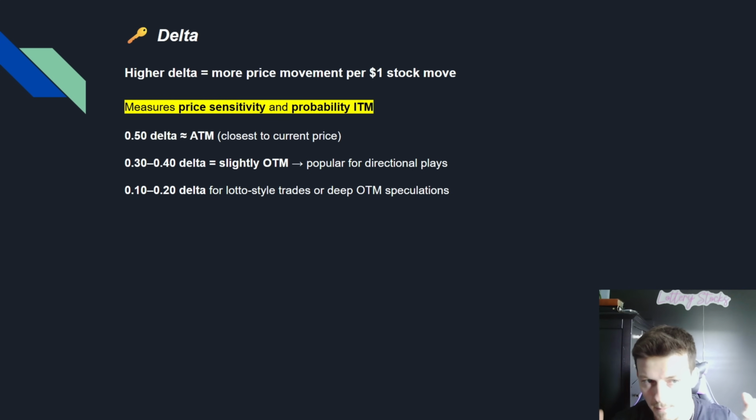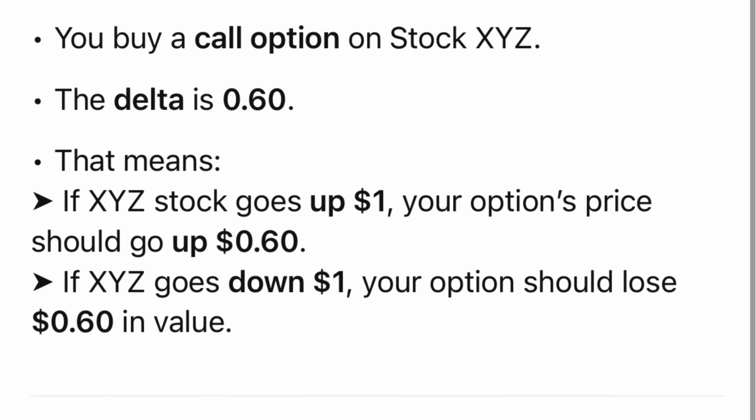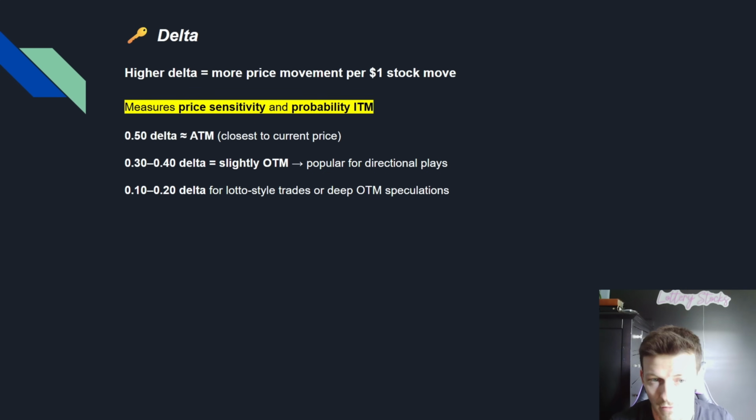Now, to simplify things, it measures the price sensitivity and probability to be in the money. So a 0.5 delta is at the money, closest to current price. 0.3 or 0.4 delta is slightly out of the money, popular for directional plays. So if you're looking for, we'll say GameStop per se to hit $30 to $35 in a month and it's at 28 bucks, right? Delta's probably going to be around this range, slightly out of the money.